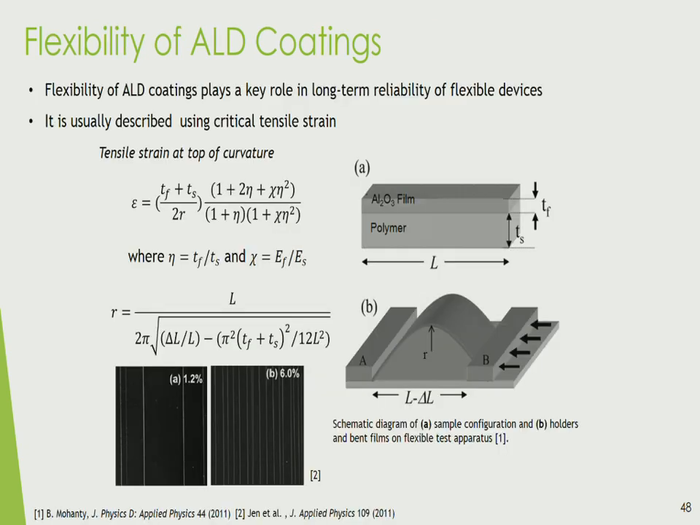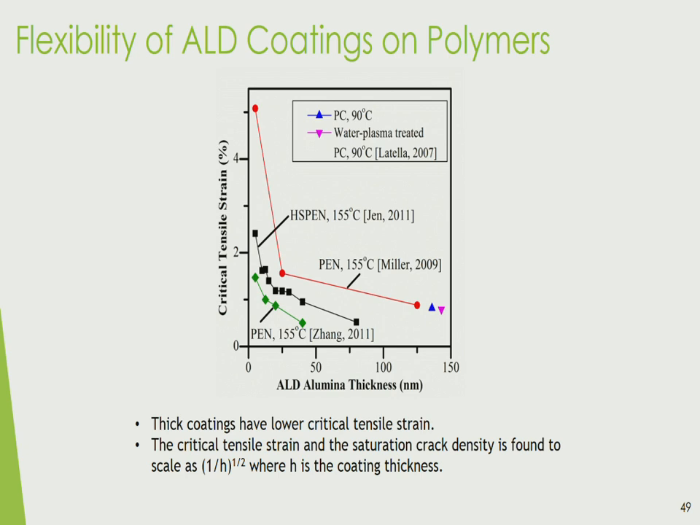It's a really tedious process on how you do this analysis. You actually go and look at the spacing in between these cracks. So this is looking top down onto a thin film, and you can actually see these cracks form, and you look and see how those cracks form as you bend it. If you do this, you can determine what is called a critical tensile strain. That's when the cracks actually start to form, and it varies with the alumina thickness. So thicker films are less flexible, right? And it is found to scale as 1 over H to the 1/2.